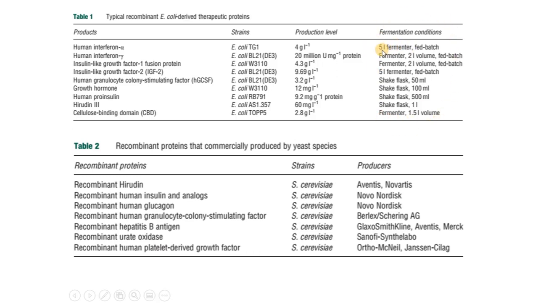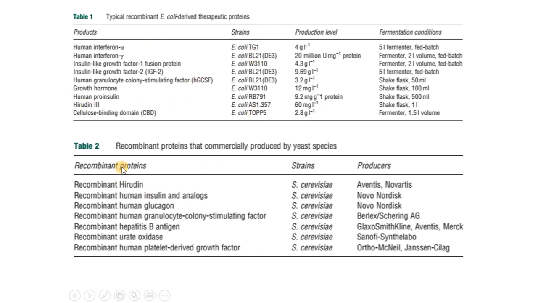And so this is by using the different fermentation conditions. This is a 5 liter fermenter fed batch, and fermenter 2 liter volume fed batch, and fermenter 2 liter volume fed batch. So what is the different type of fermentation condition, and what is the name of the strain involved, and what are the products we are going to get from the strains.